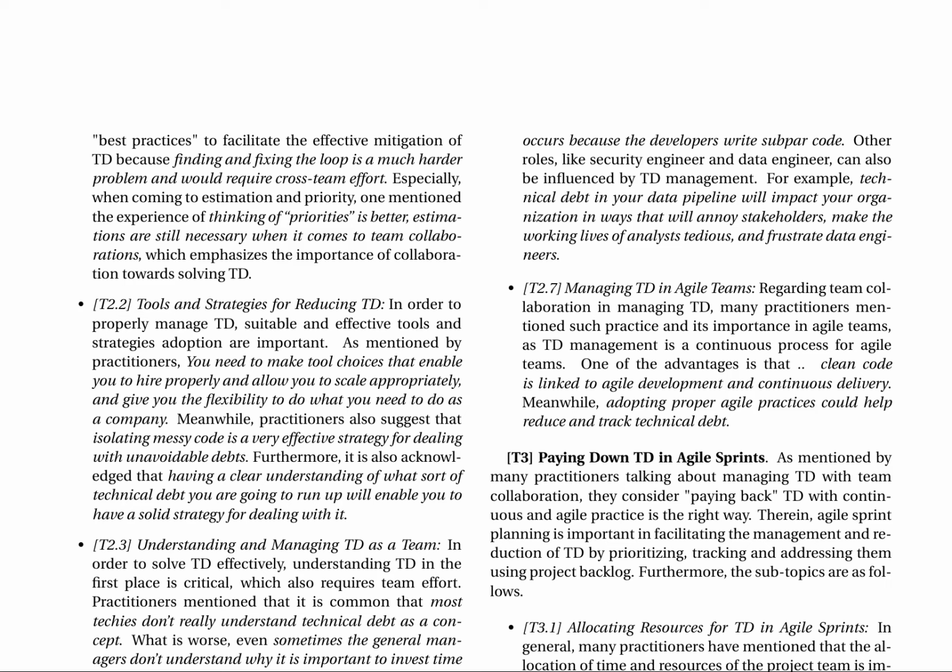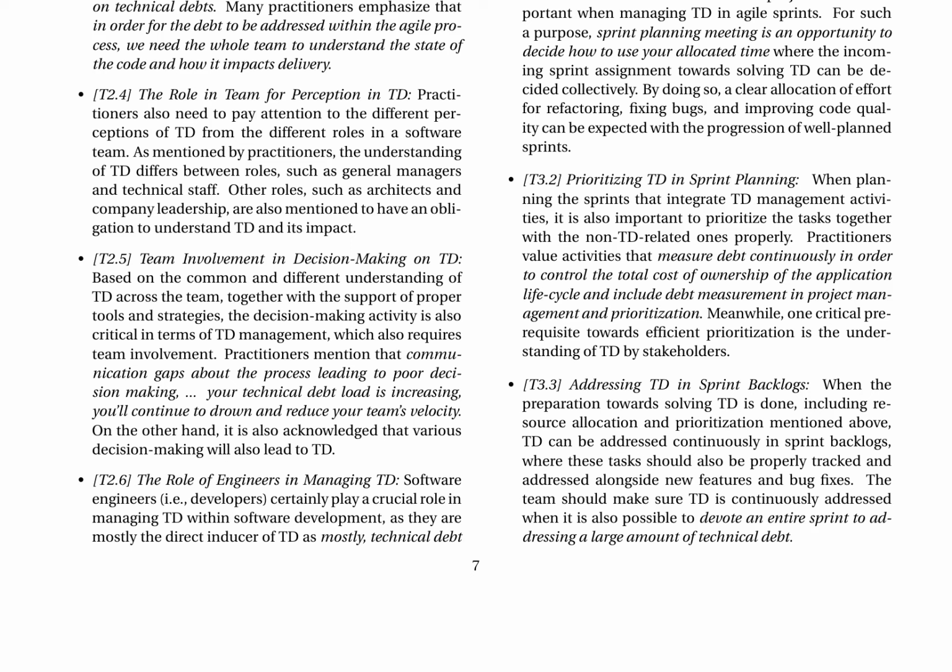Agile teams can benefit from continuous TD management, where clean code is linked to agile development and continuous delivery. Practitioners highlight the significance of understanding TD as a team, including the role of engineers, architects, and company leadership. Decision-making activities require team involvement, and communication gaps can lead to poor decision-making. Engineers play a crucial role in managing TD, as they are often the direct inducers of TD.